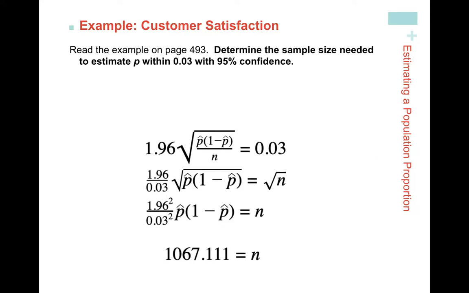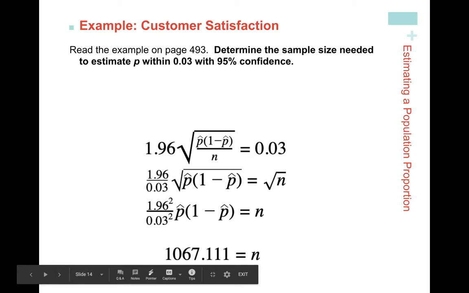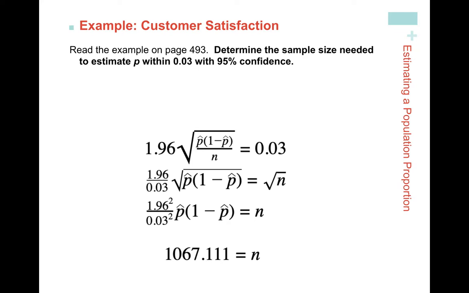The final thing is you want to round up. Here we wanted our margin of error to be 3%. So estimate P within 0.03. Within means plus or minus, so that's your margin of error. There's your 0.03. There's your 95% confidence. There's your 1.96, that is your Z star for 95%. Now you solve and you get n equals 1067.11. Should you round down or round up? You're always going to round up. If you round down, you're rounding in the wrong direction, because you want to be on the conservative side. So you're going to round this up to 1068.